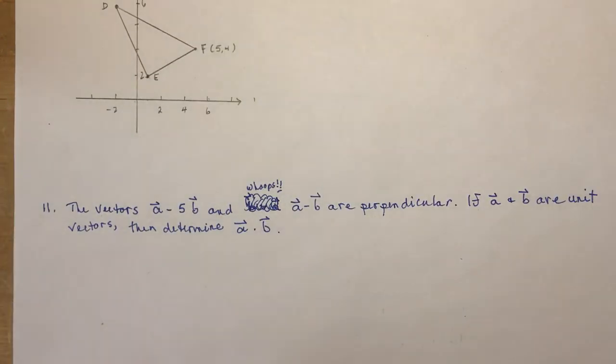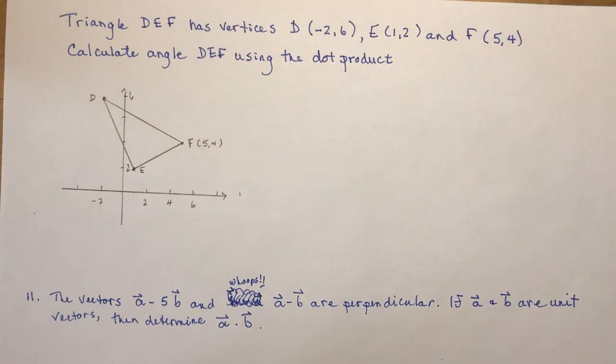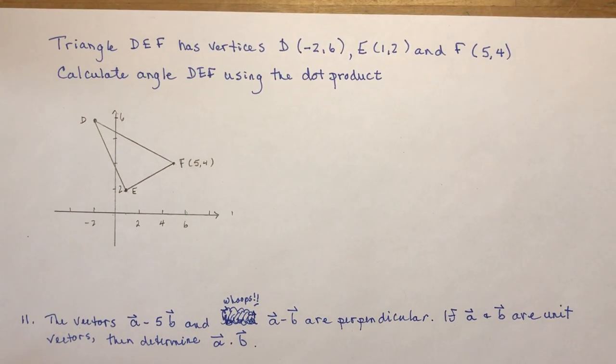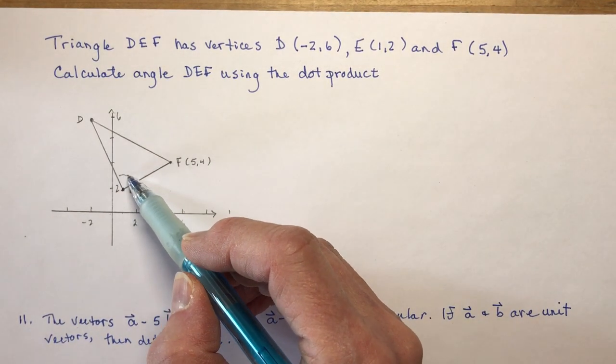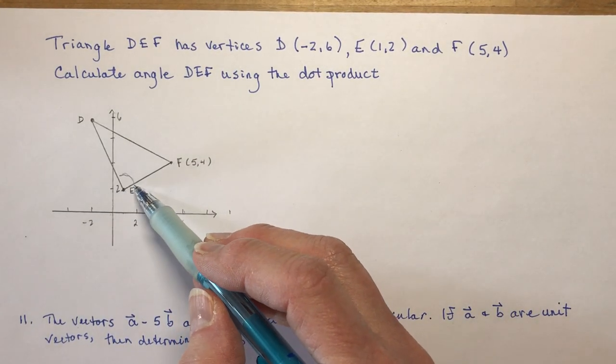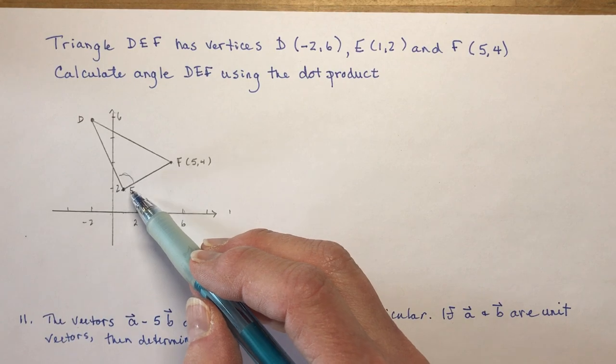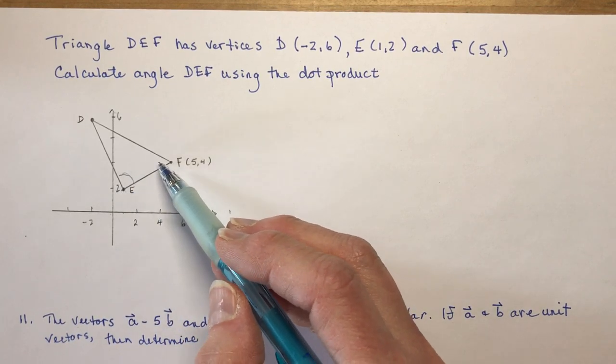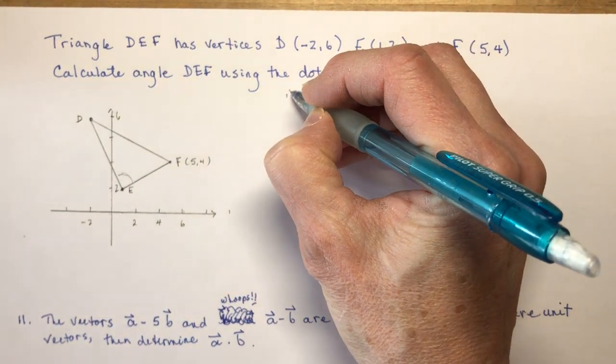Okay, let's move on. Triangle DEF has vertices D (-2, 6), E (1, 2), and F (5, 4). Calculate the angle DEF using the dot product. So I want to know what this angle is here. In order for me to know what this angle is, the first thing I did was make a sketch.